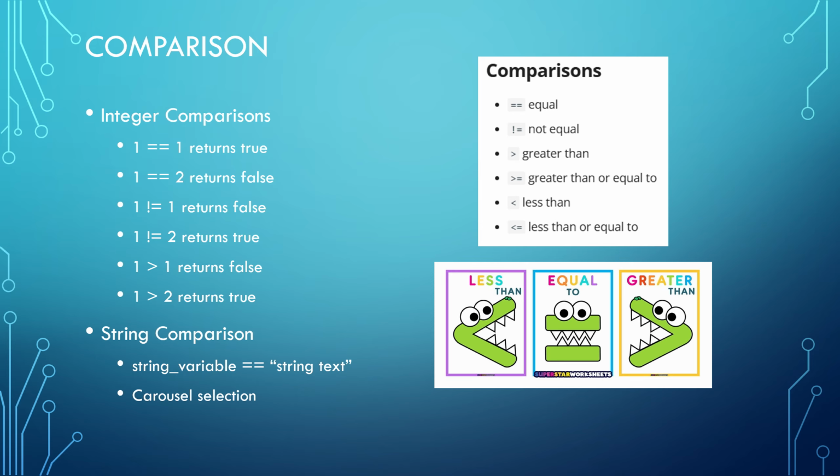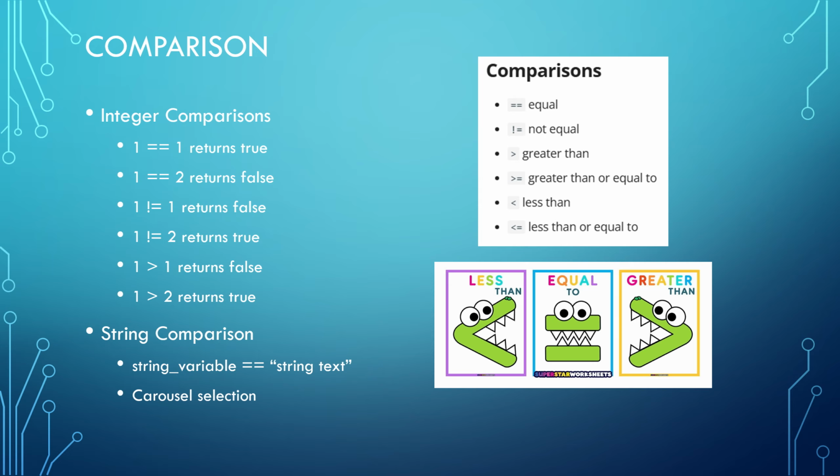First off, you have comparison of integers, and you're just looking for whether they're equal to each other, not equal to each other, greater than, less than, or greater than or equal to, or less than or equal to. And then if you ever wonder which one's which, just remember the alligator eats the bigger one. So if it's less than, he's going to eat the one on the right. If the first one is greater than the second one, he's going to eat the one on the left.